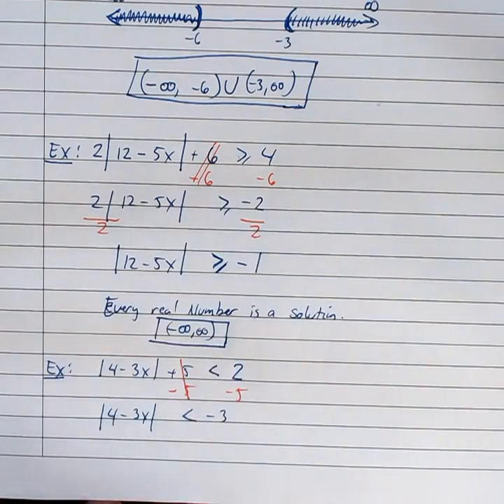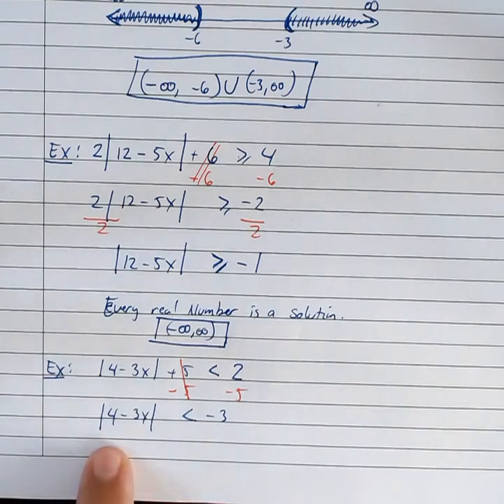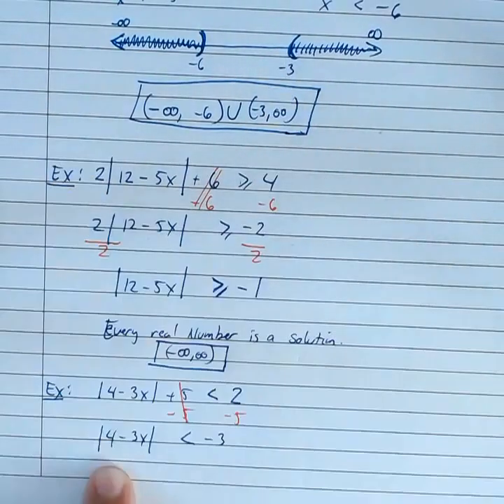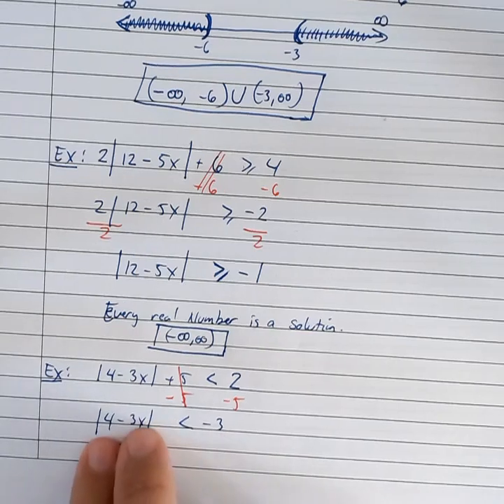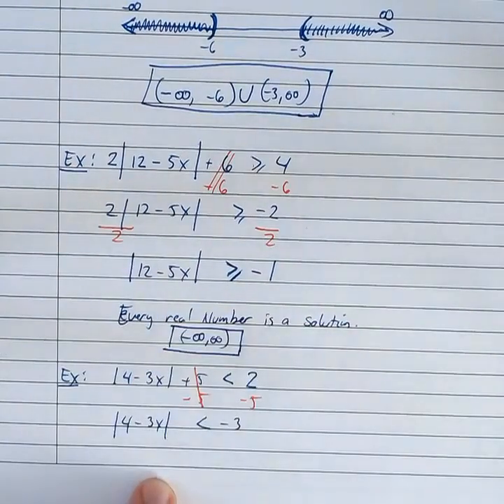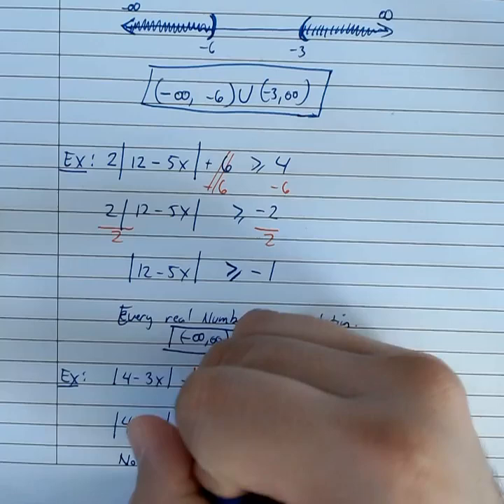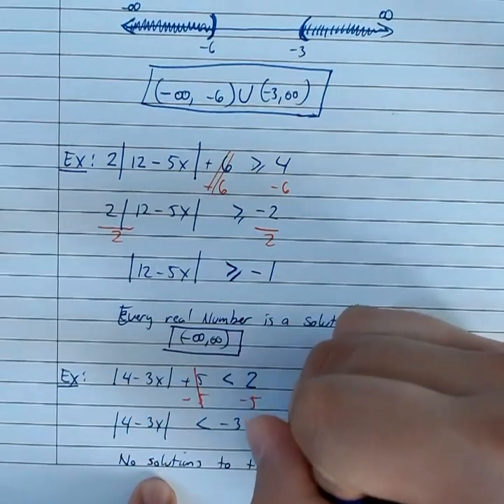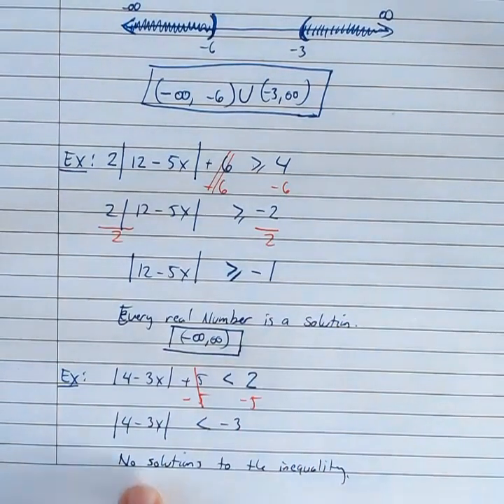Well, none of them, right? If this is a positive number, it can't be less than -3 because positive numbers are always on the right side of the number line, never to the left. So here, this can't ever happen. It doesn't matter what number goes in here. It will never be less than -3. Okay, so then this inequality has no solutions. Just like that. Right?